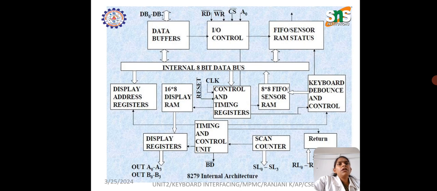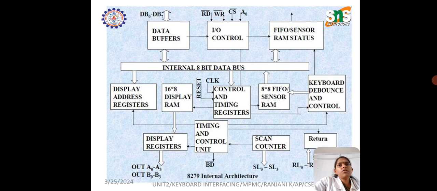SL3. Next is the return buffer and keyboard debounce and control. This block indicates that the unit first scans the key closure row-wise, and if a key is found, the keyboard debounce unit debounces the key entry. In case the same key is still detected, then the code of the key is directly transferred to the sensor RAM along with the shift and control key status.